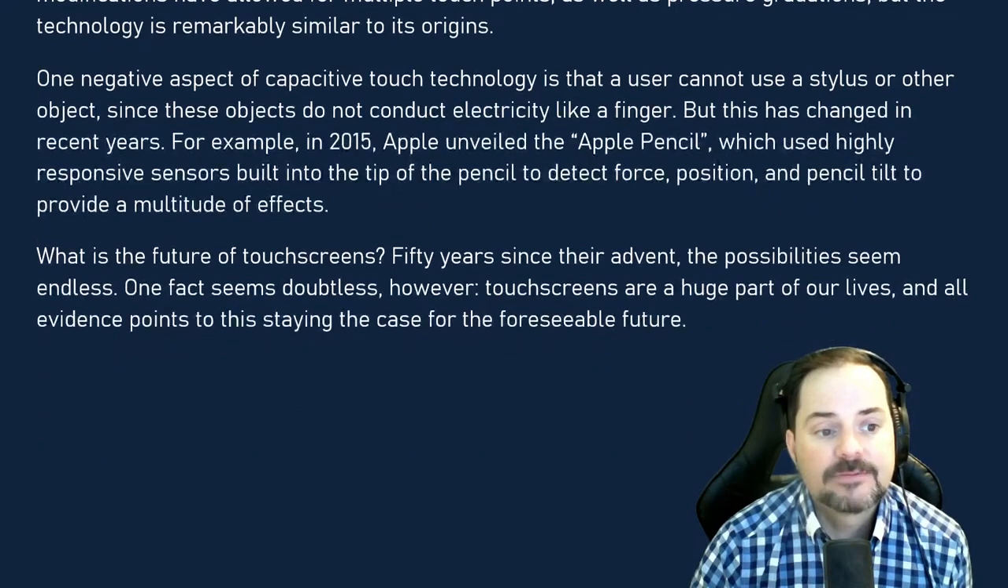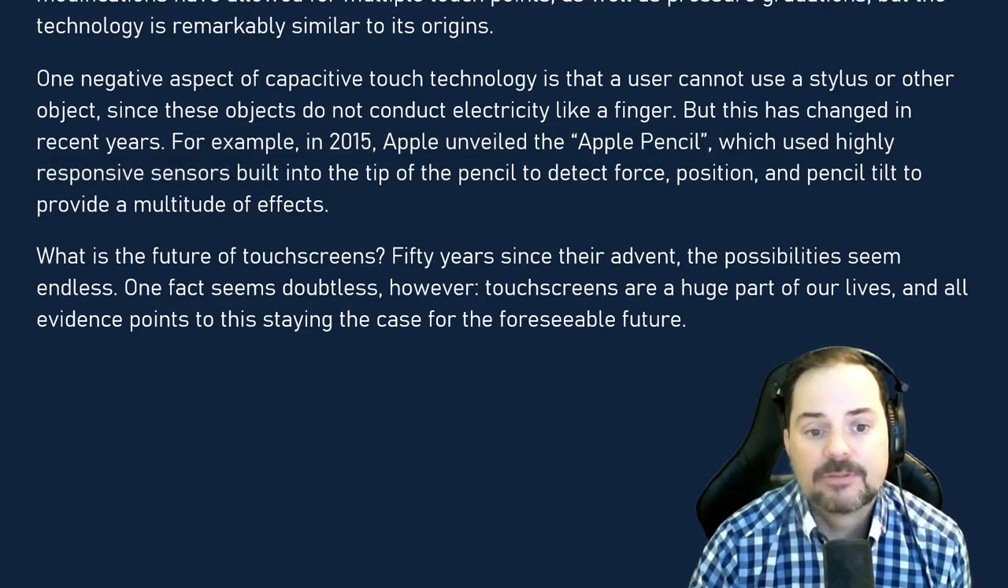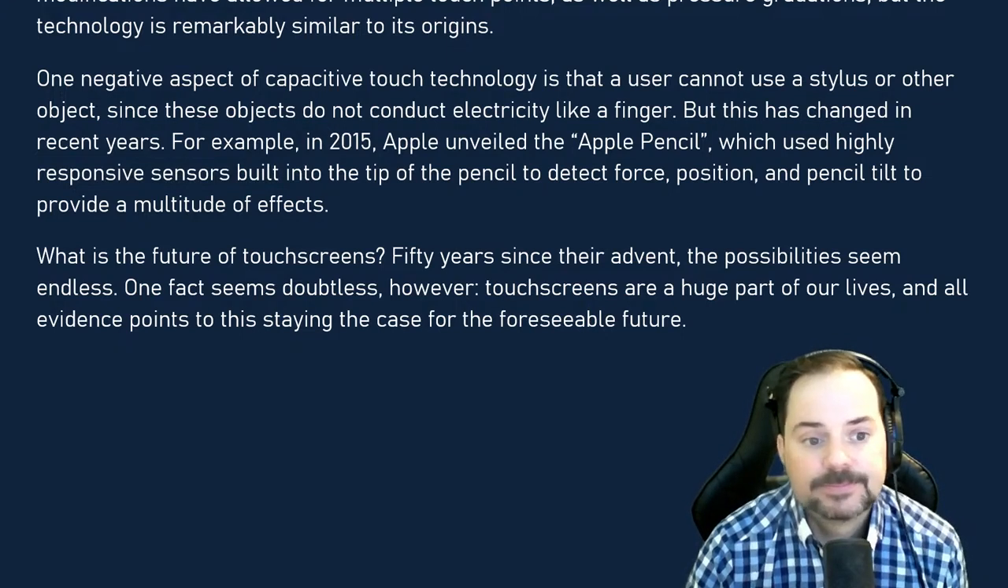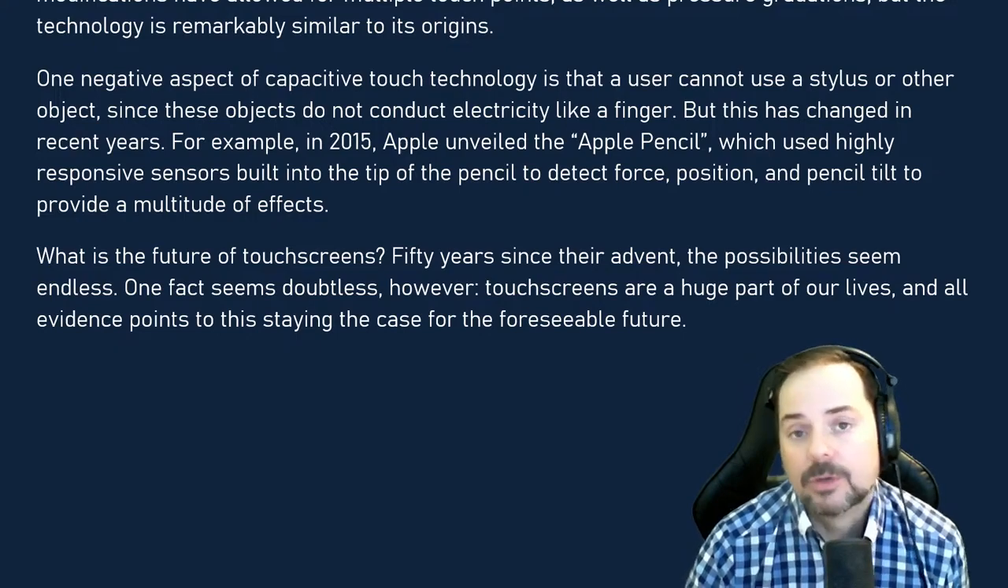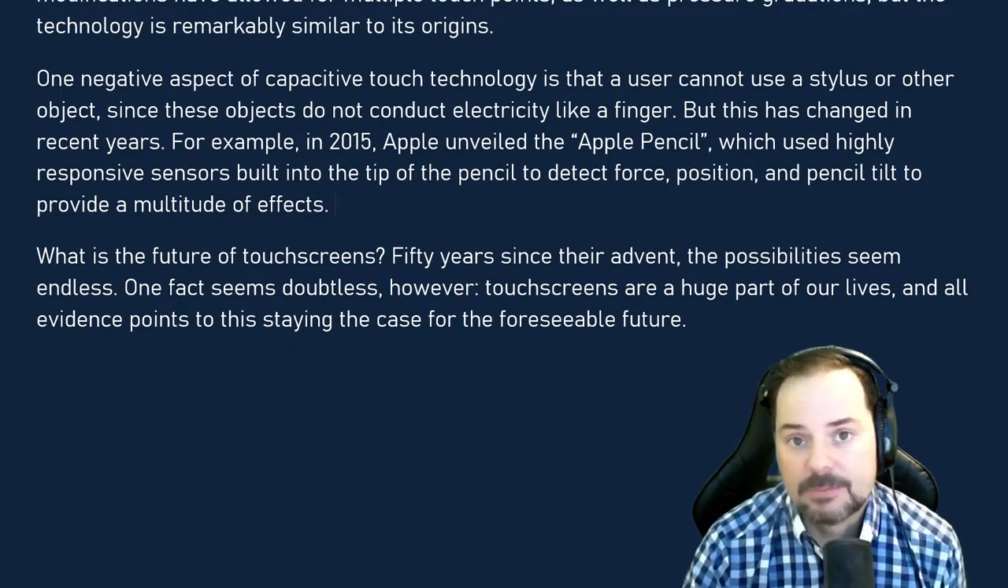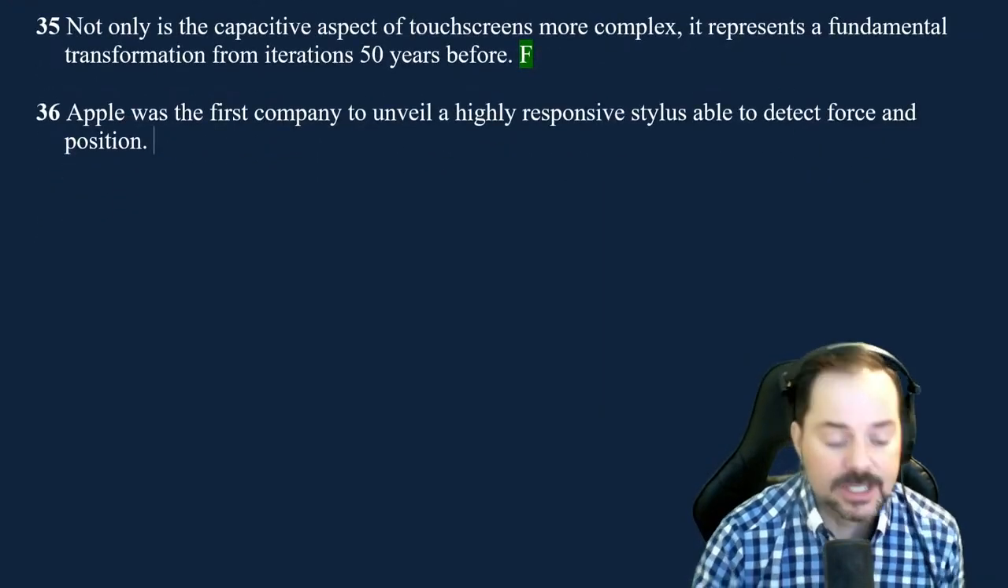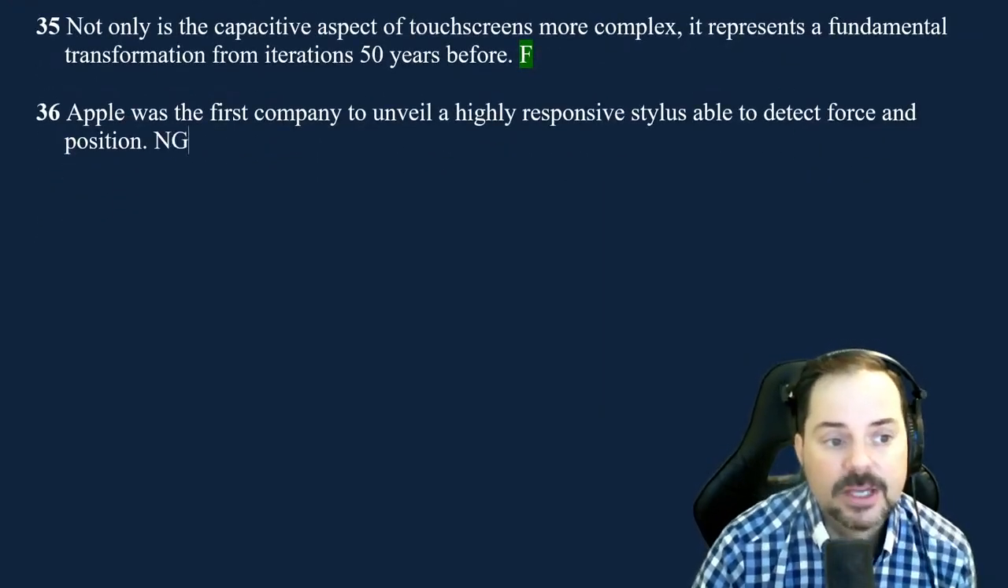So here it says, for example, in 2015, Apple unveiled the Apple Pencil, which used highly responsive sensors. So was Apple the first company to unveil this type of pencil? No, sir. So we don't know, right? We don't know if they're the first company or somebody else did it before them. So we have to be careful with that one. I would just write not given in that case, okay?